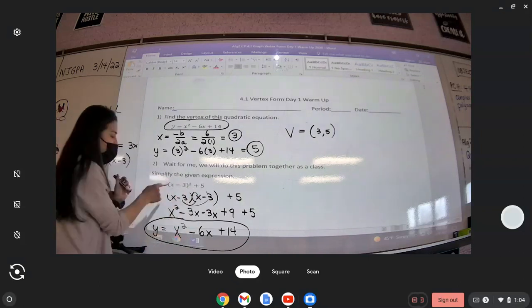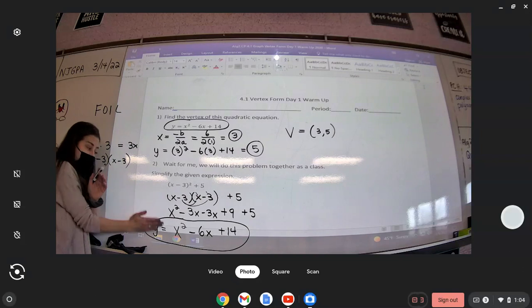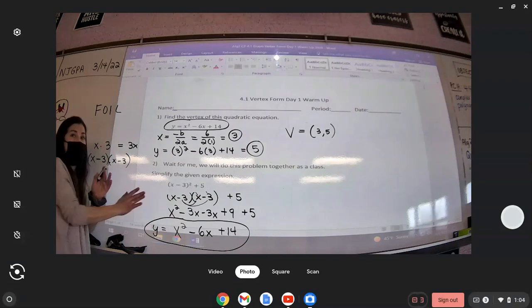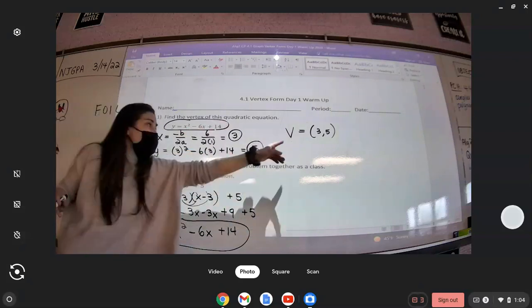But this is what today's parabolas are going to look like. This is our new form. They are vertex form of a quadratic equation. They represent the same ones we've been doing. They're just written in a different way. And here's why we're going to love it. What vertex did we say this parabola had?